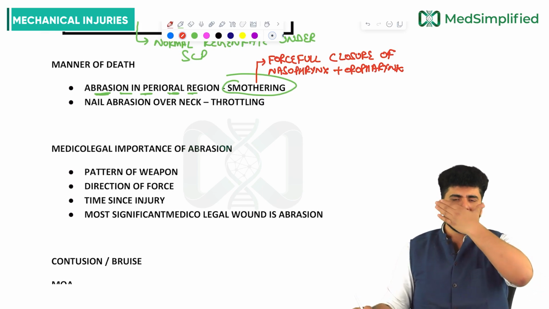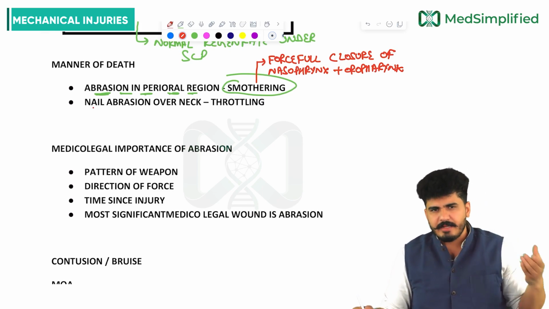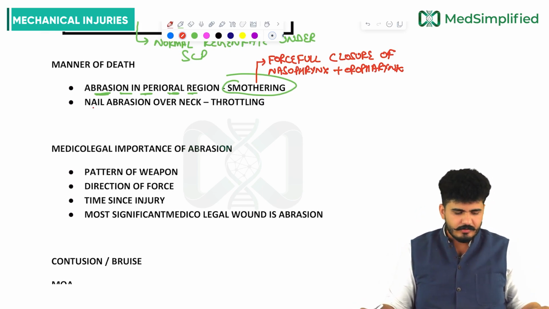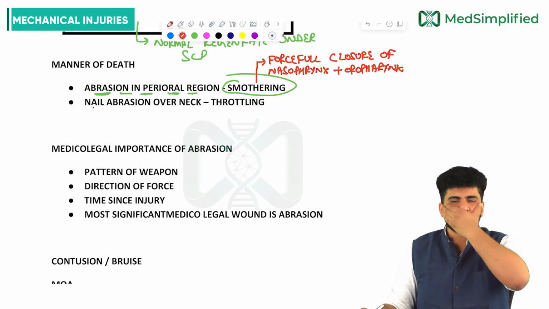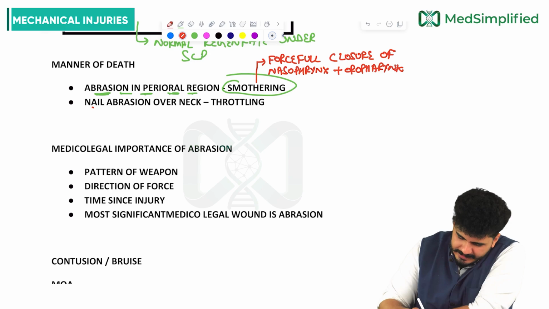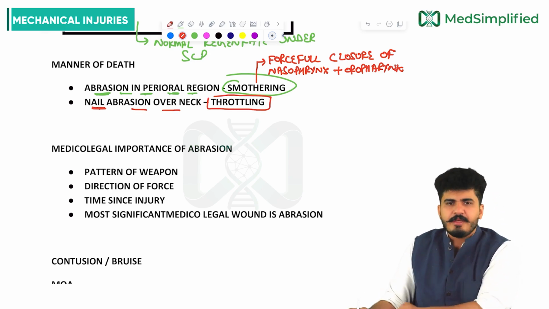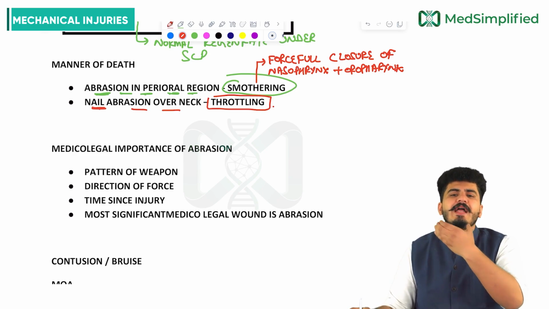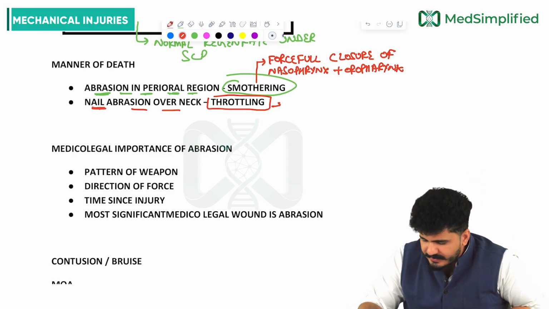And it can be done with the help of hand, and it can be done with the help of other objects also. If done with the hand, you will come to know there will be pressure marks over there, and there can be a grazed abrasion you are going to see. The nail abrasion over the neck will suggest throttling, if you are killing someone with your hand on the neck. Throttling means hand on neck.